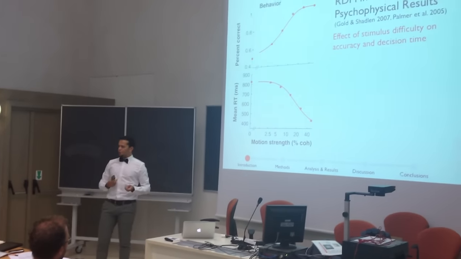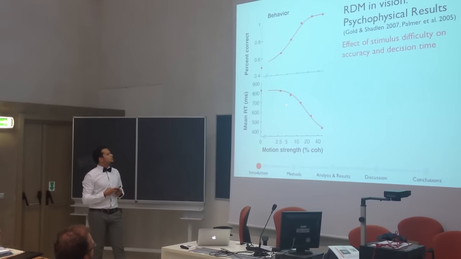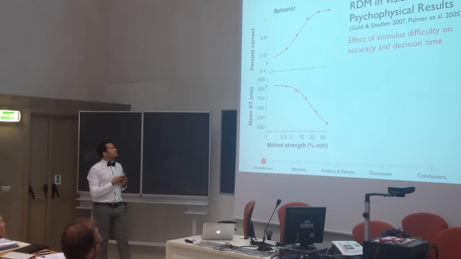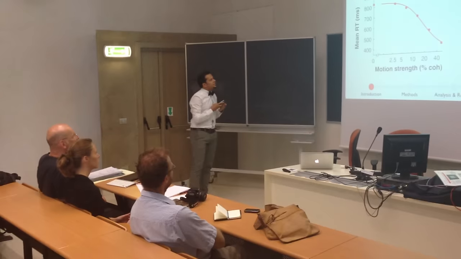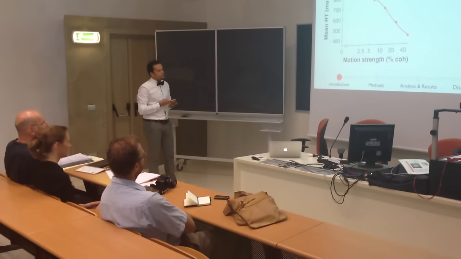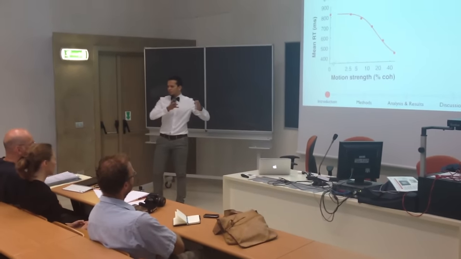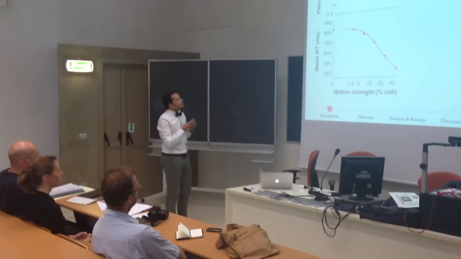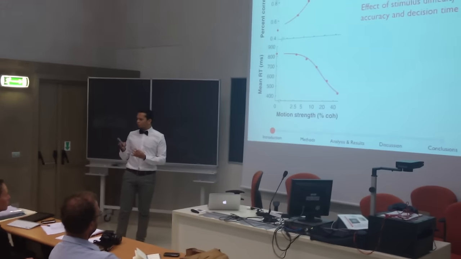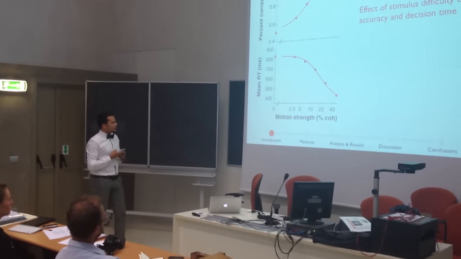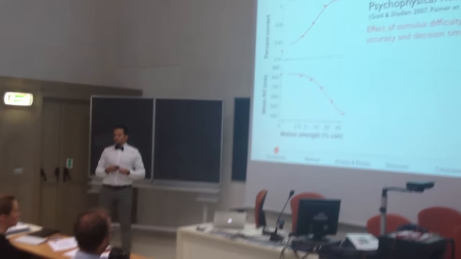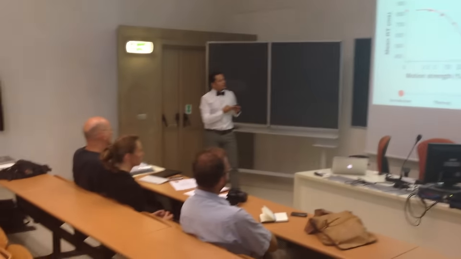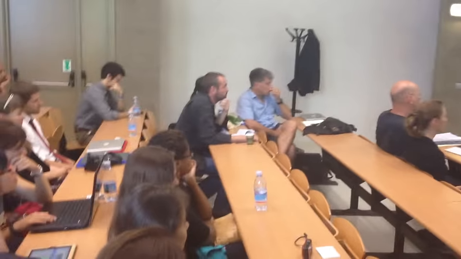This paradigm has been useful, and these are the results from the psychophysics. You see here is the percentage correct, the performance of the subject, and it increases with increasing coherence. This is the motion strength: the amount of signal dots that are moving together increases with the increase of coherence in the display. On the reaction time, how fast people are when they see these dots, they also become faster. They detect this motion faster when there is more coherence.